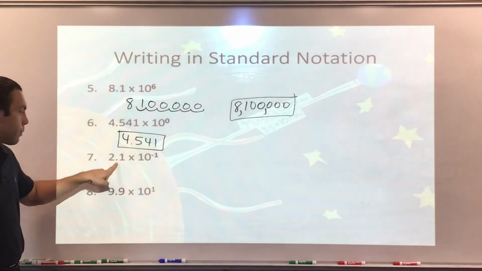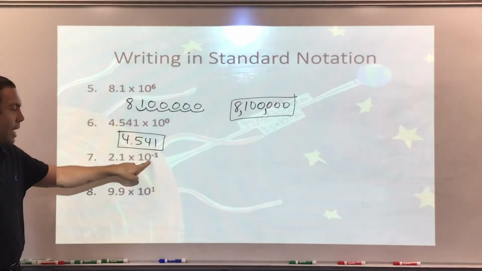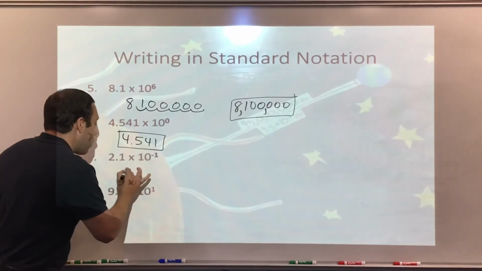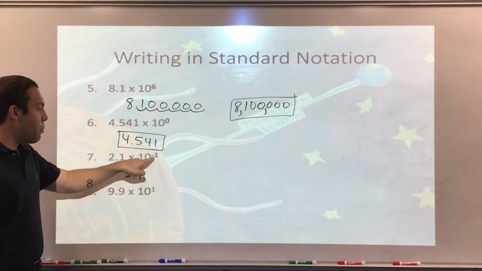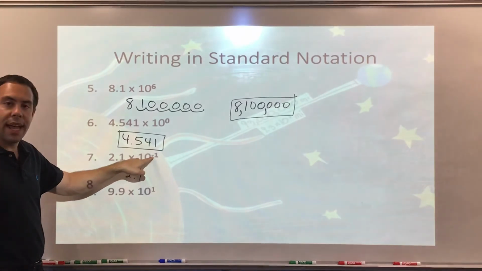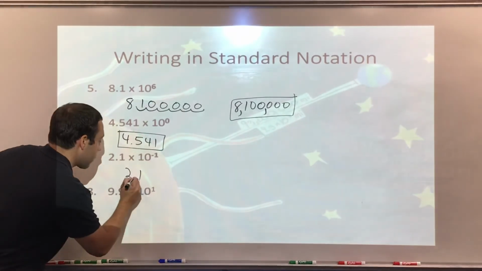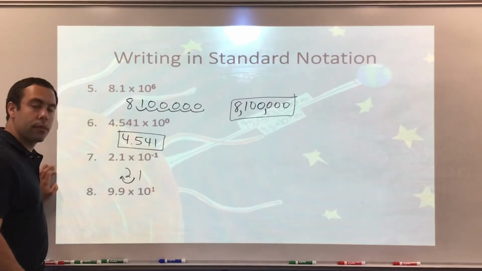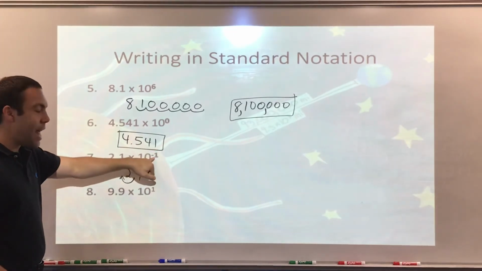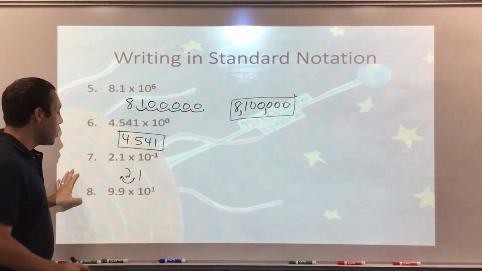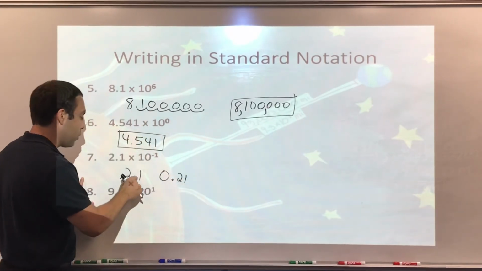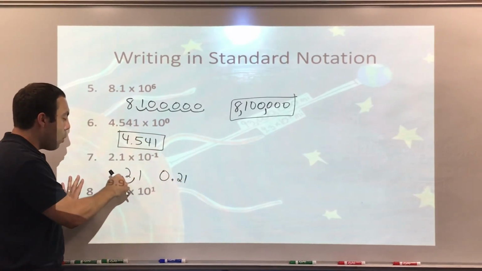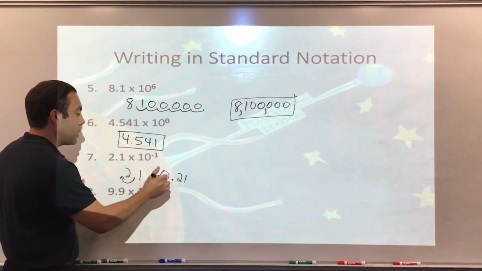Problem number 7, 2.1 times 10 to the negative first. We write the number, 2.1. We're going to move the decimal point over 1 time to the left since it's a negative number. 1. Since it's negative, we're going to make the number a little bit smaller. So our final answer is 0.21. We move the decimal point once again, 1 time to the left.